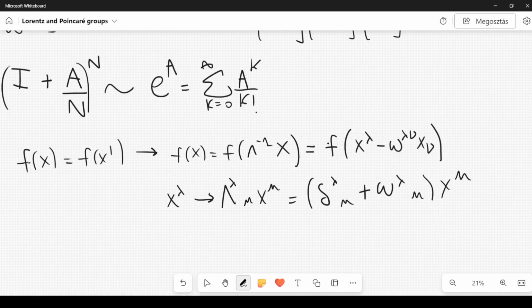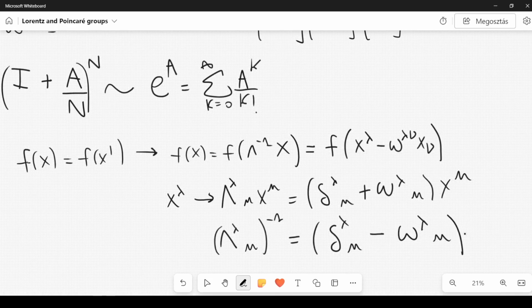And what about the inverse? Here, remember that we have the inverse. If we have the inverse, capital lambda, lambda mu inverse, you can show that when you multiply the inverse by the matrix lambda, you obtain to first order something like this with a minus. So you have a minus omega lambda mu, and that's it.